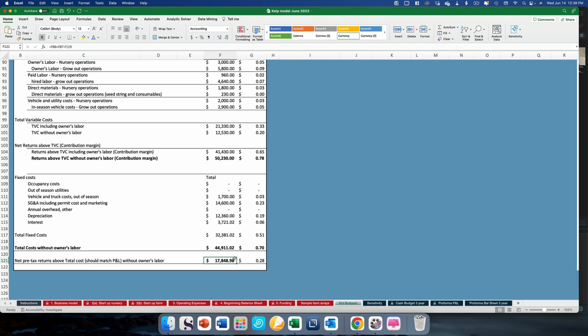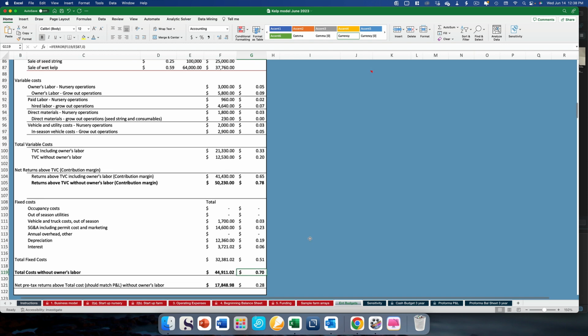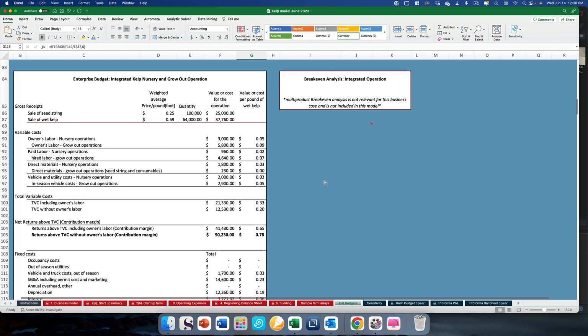Because of the sale of the seeds, we do have a profit, but we're selling our kelp below cost. The other thing, because there are multiple products here, a break-even analysis, as we did in the prior sections, is not relevant here. It's not possible to do. So that is what's on the enterprise budget page.